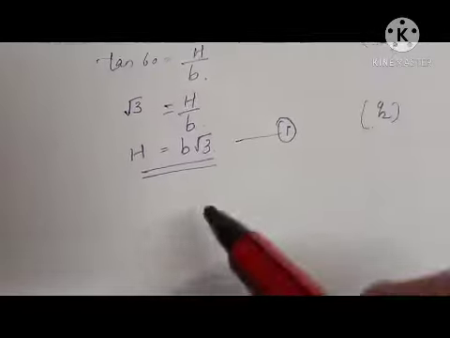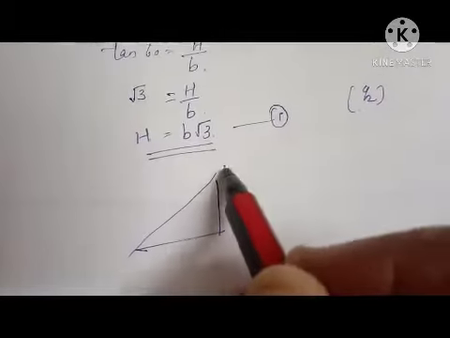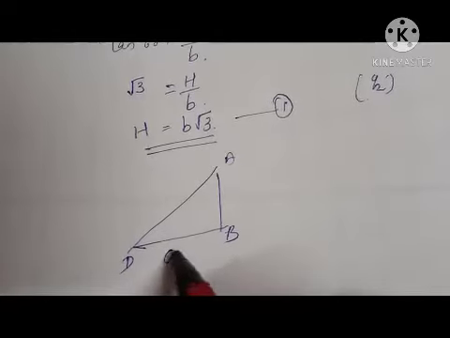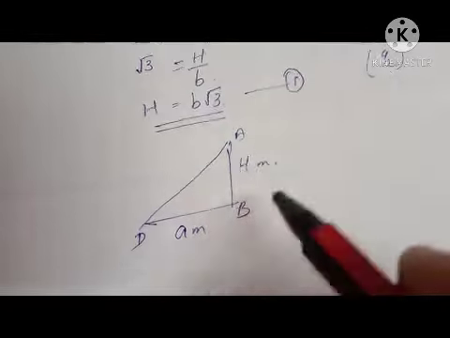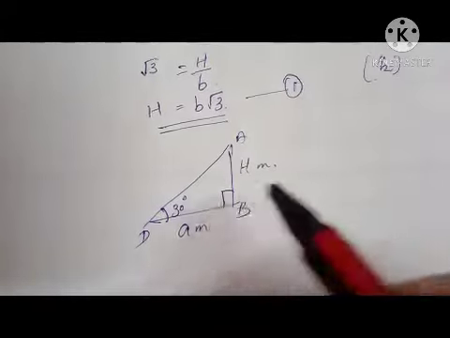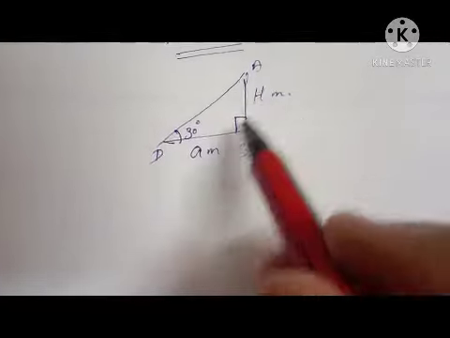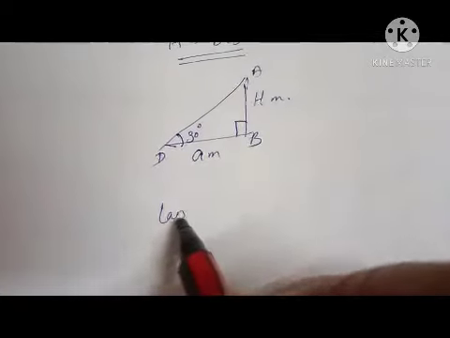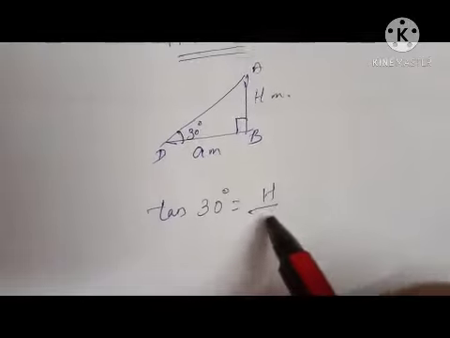Then similarly we have to consider the other right triangle, that is ABD. This distance is given as a meter. This we took as H meter. Then this is 30 degree angle. This is right angle. Then here we have to relate this H and a. Here also it is opposite by adjacent. So we can take trigonometric value tan. So tan 30 equals H by a.